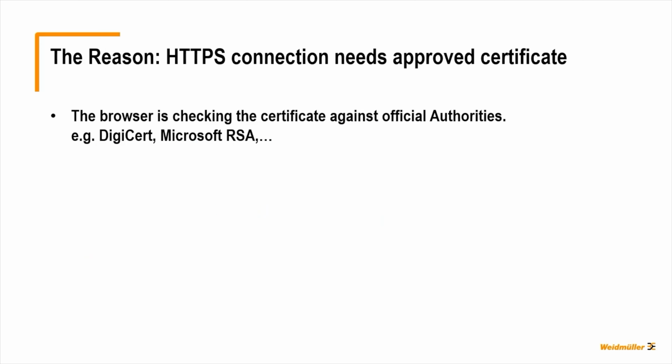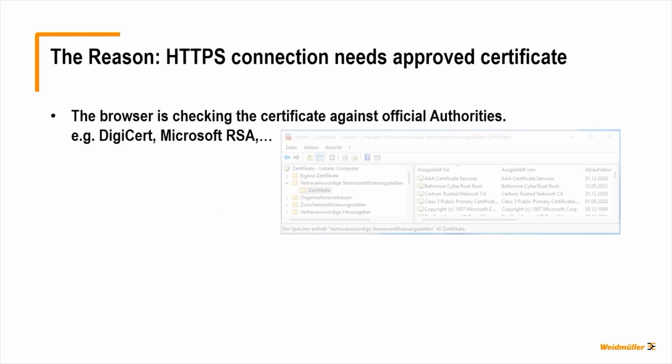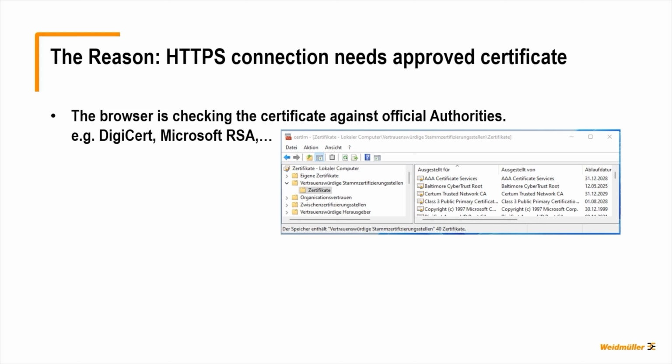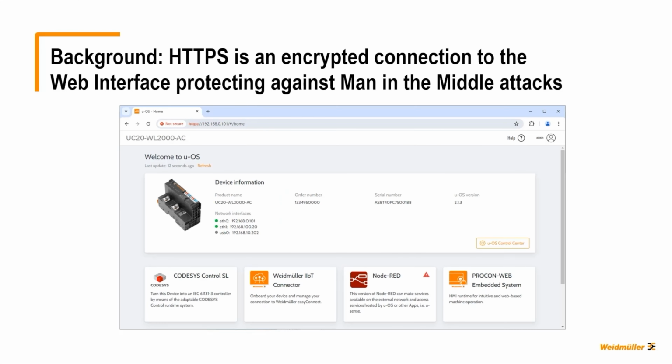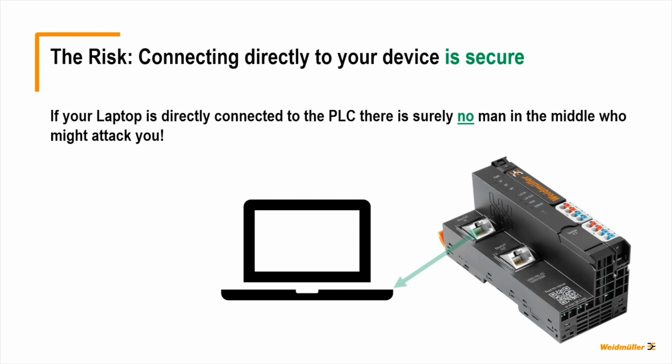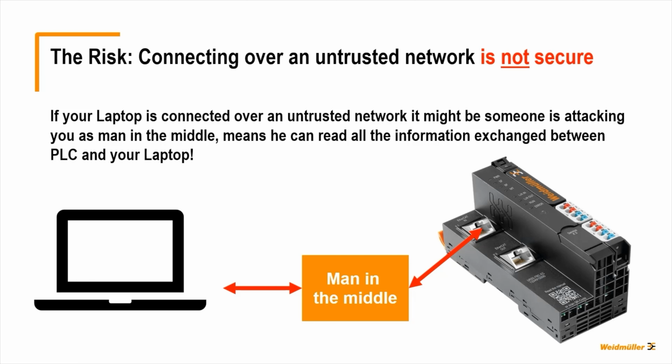This happens because we use an HTTPS connection, which requires an approved certificate. Normally, these certificates are issued by an official authority, but UOS does not come with such a certificate by default. HTTPS provides encrypted communication to protect against man-in-the-middle attacks. While a direct connection is still secure since there's no risk of interception, connections over untrusted networks may not be safe as a man-in-the-middle attack becomes possible.